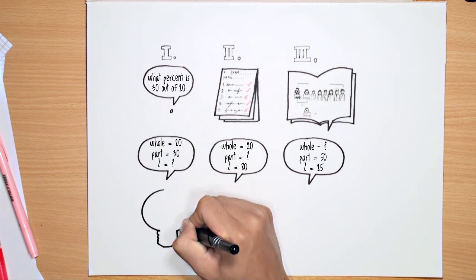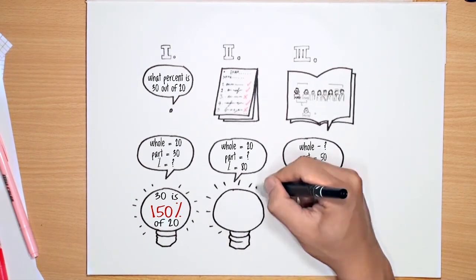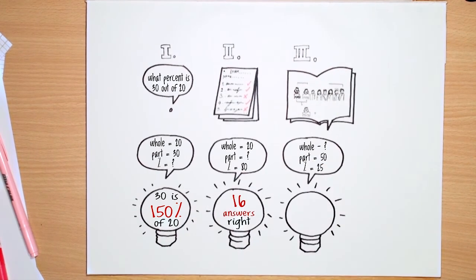Now, we solve all three of those equations and get our answers. 30 is 150% of 20. You got 16 answers right, and there's 200 teachers at the school.